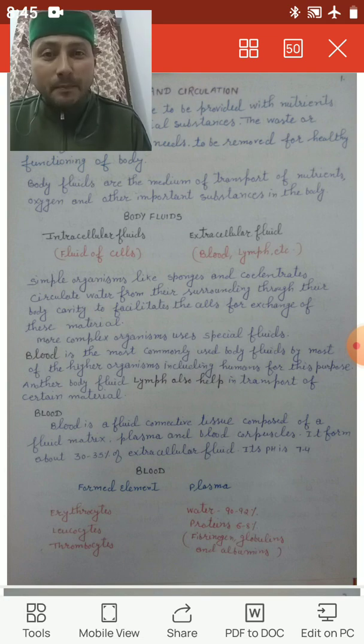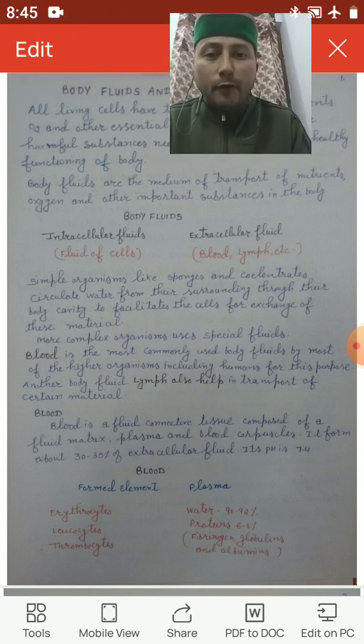They are of two types. You can see here in the picture, when I'm talking about body fluids, they are of two types. One is intracellular fluids and another is extracellular fluids. In this chapter we will talk about extracellular fluid, that is blood and lymph.